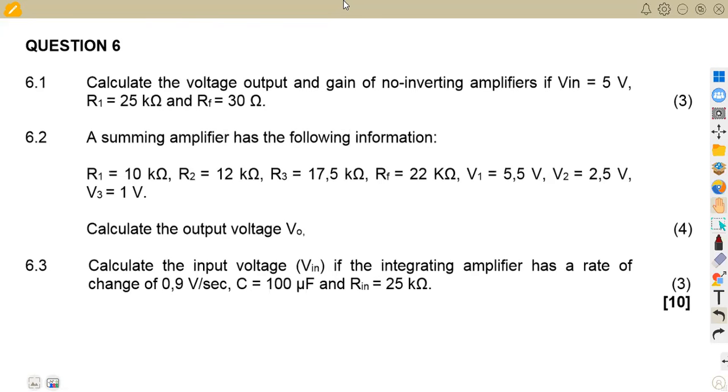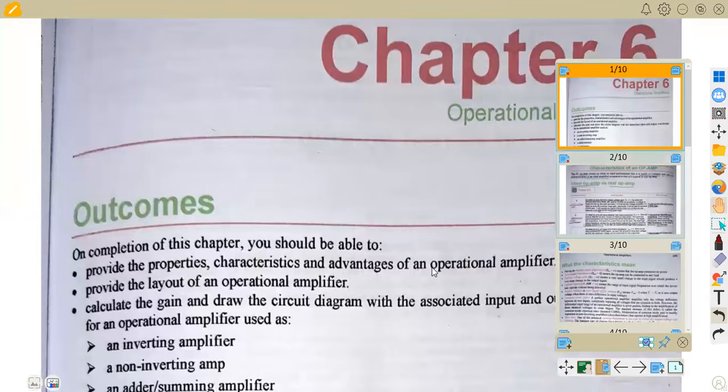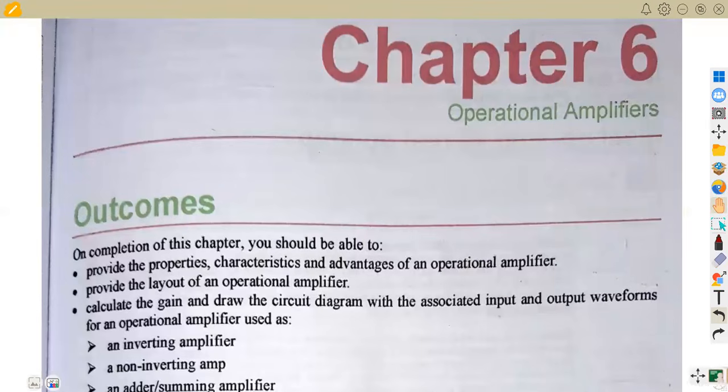Still working on our revisions for industrial electronics. In this case, we shall be working on the op-amps, that is our operational amplifiers. We've got a lot, not that much that we need to consider, just our basic approach so that we can be able to understand our questions, how we are supposed to answer typical questions on operational amplifiers.